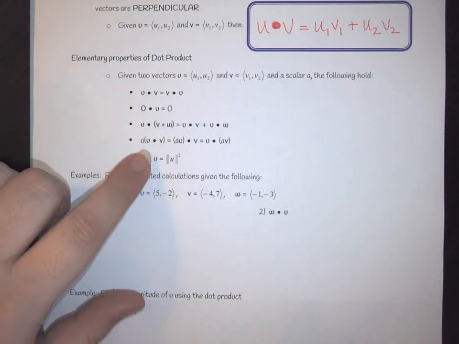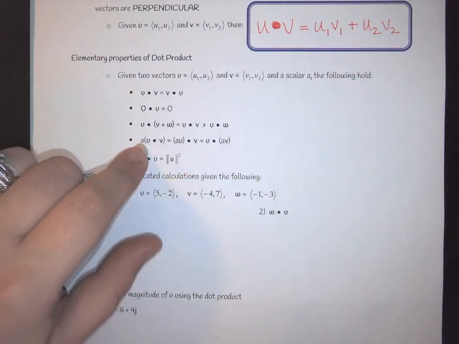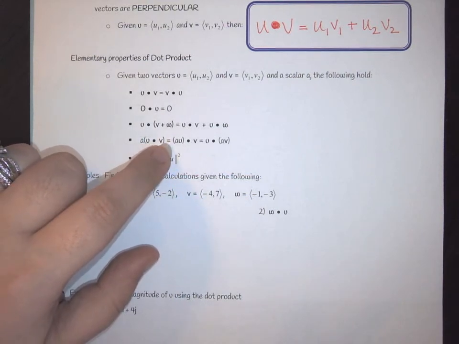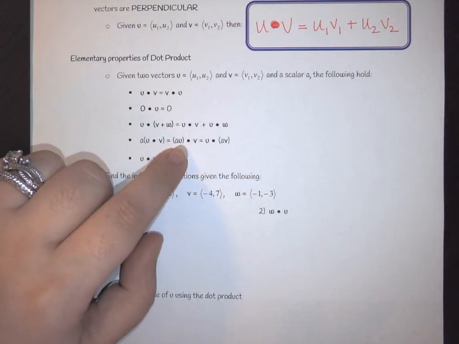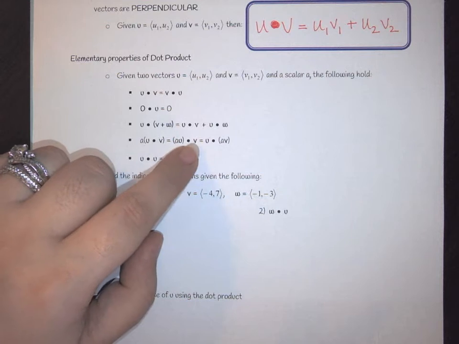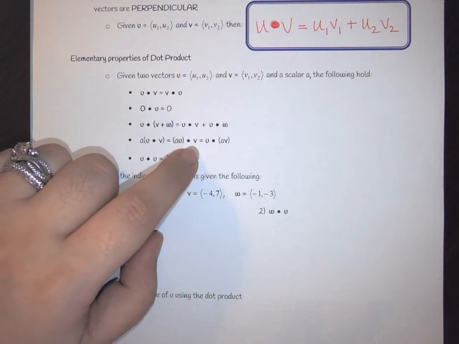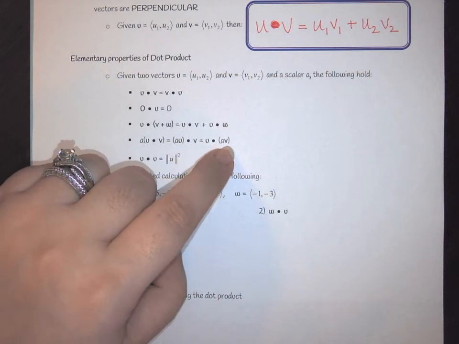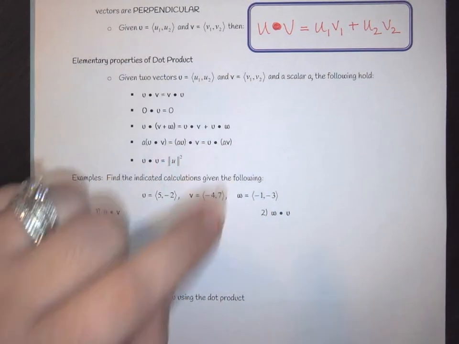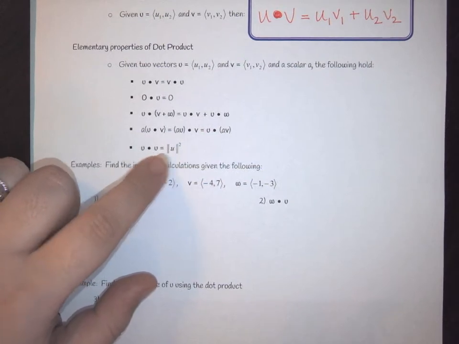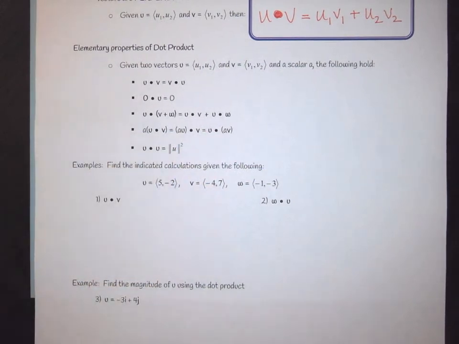Now, when we're looking at the dot product, say we have an actual scalar on the outside. So we have a times the dot product of u dot v, then that's going to be the same as a times v dotted with u, which is the same as u dotted with a times v. Okay? And then last but not least, if you take the dot product of a vector with itself, that's the same as the square of the magnitude.